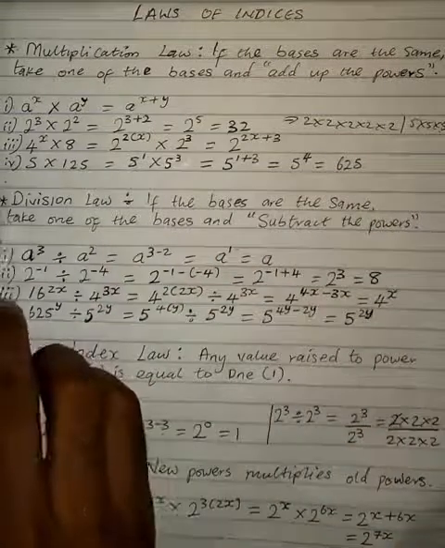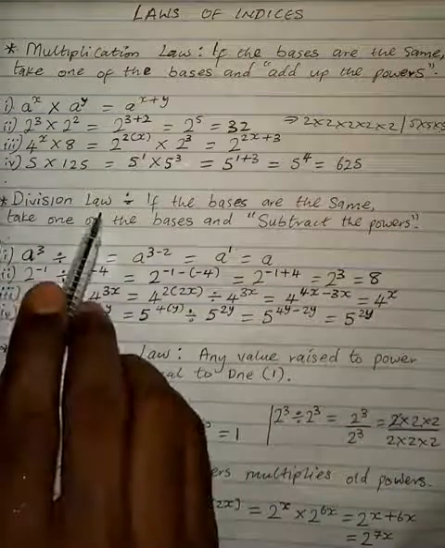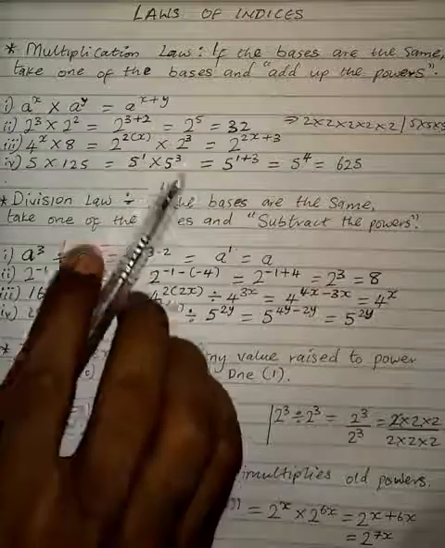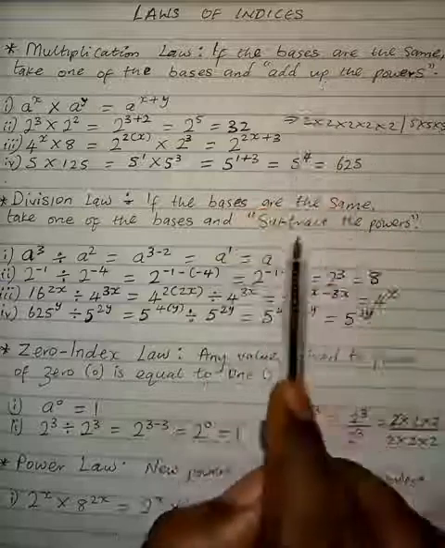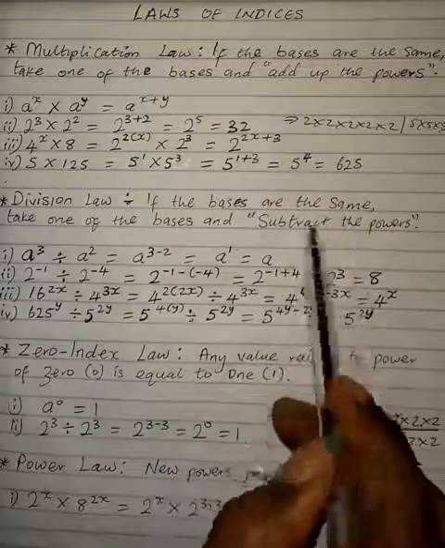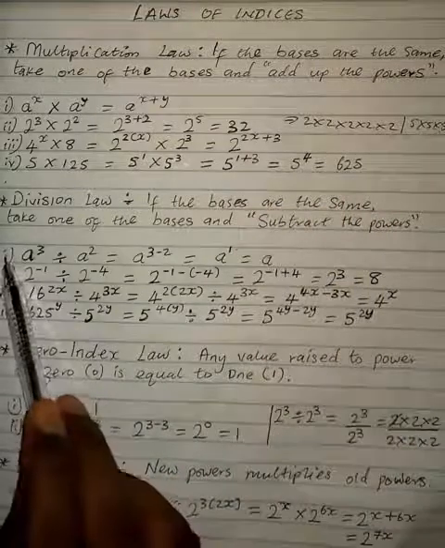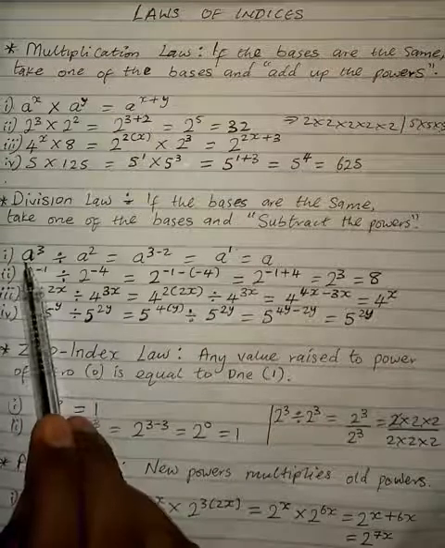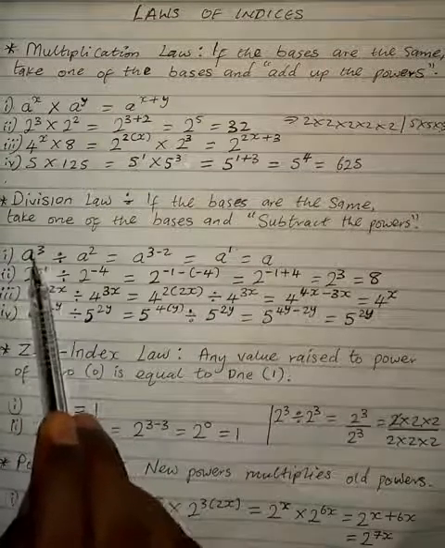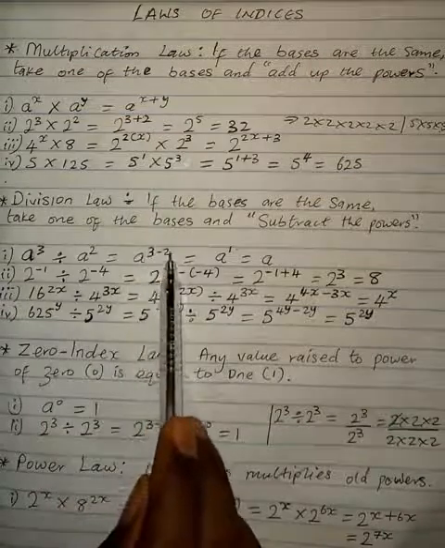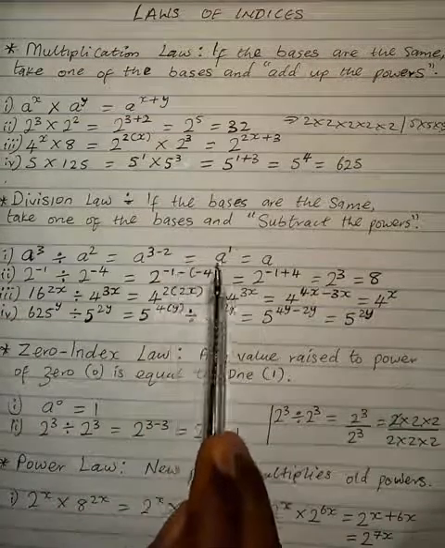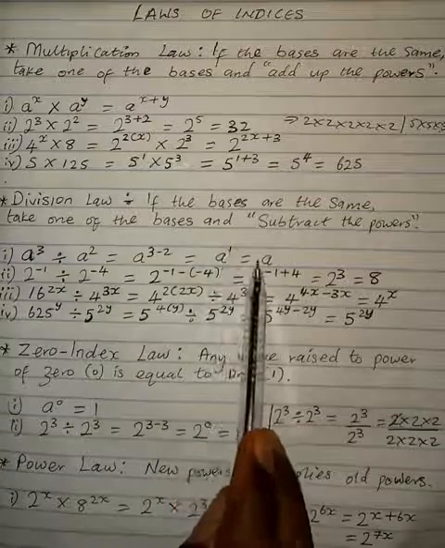All right, now the next law is the division law. The only difference between the division law and the multiplication law is that instead of adding up powers, we'll be subtracting the powers. That's just simple. Now we have, as the first example under the division law, a raised to the power 3 divided by a raised to the power 2 equals a raised to the power 3 minus 2, which is equal to a raised to the power 1, which equals a.